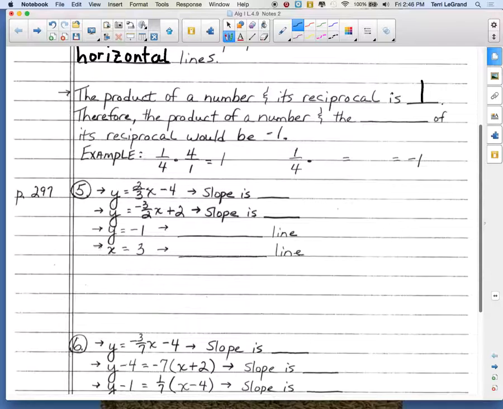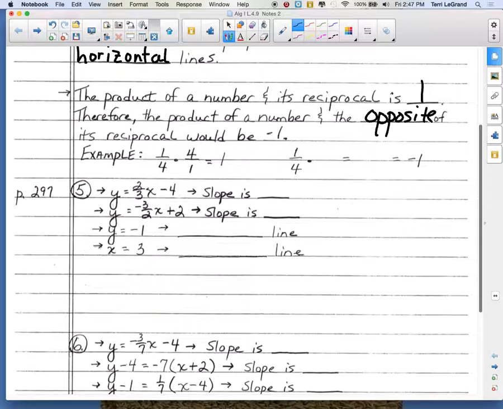So that does not mean that the slopes can be reciprocals of each other, because remember, the product has to be -1. So how are we going to get it to be a -1? We're going to take the product of a number and the opposite of its reciprocal. Now when we multiply those together, a number and the opposite of its reciprocal, then we would get -1.